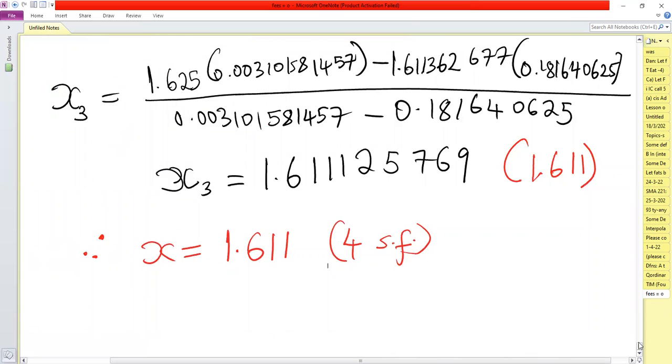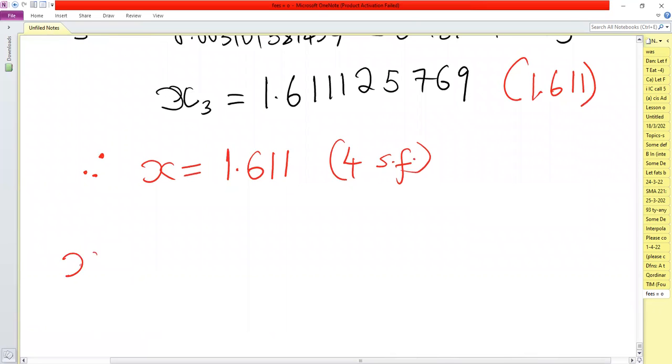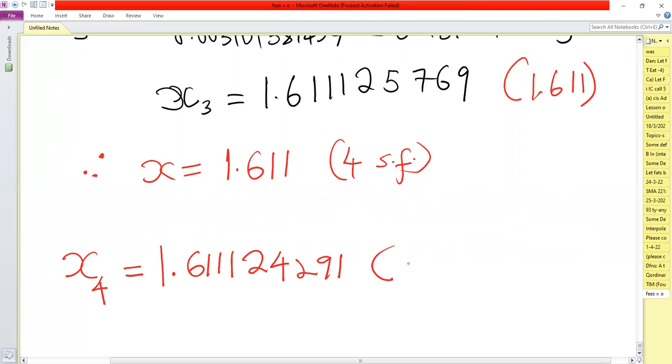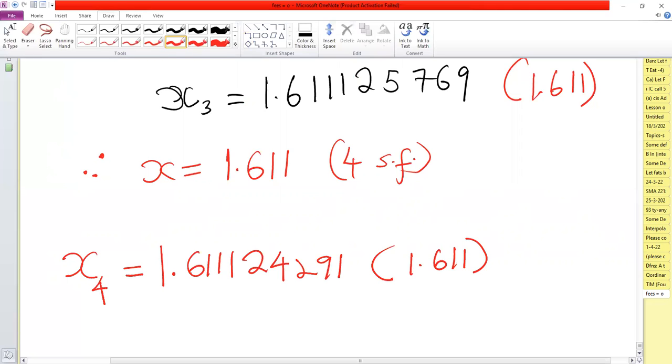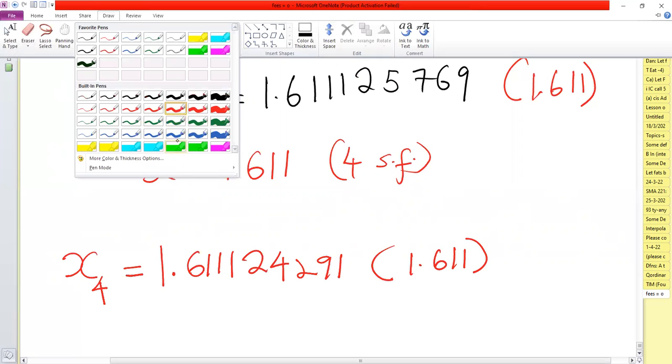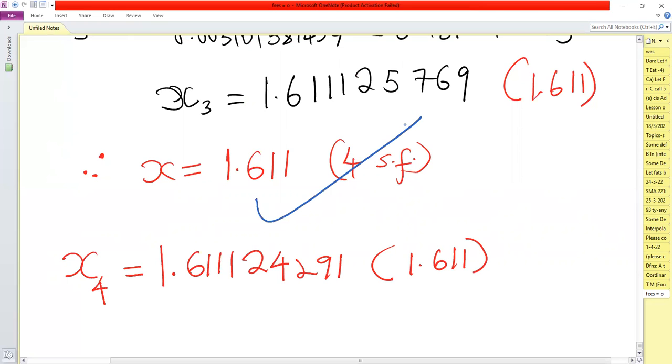If you have time, also just confirm that when you work out x4, you get 1.61124291, which also gives 1.611 to the nearest 4 significant figures. So hence the solution to the equation is 1.611. Thank you.